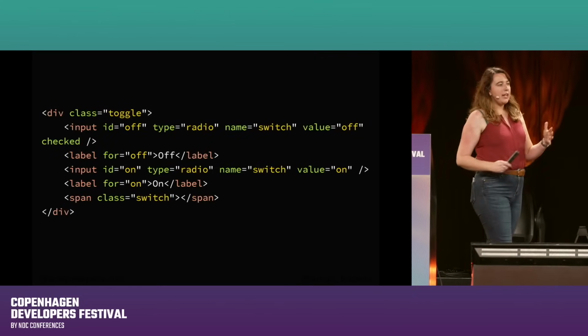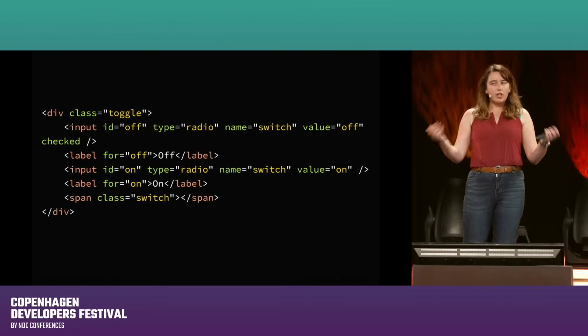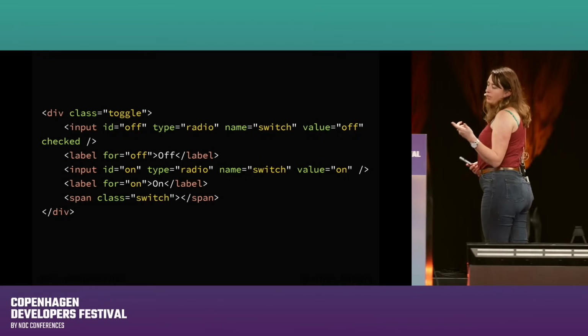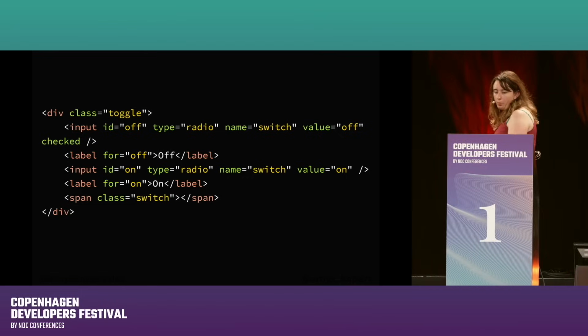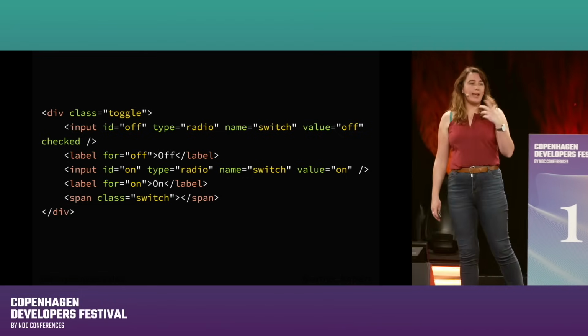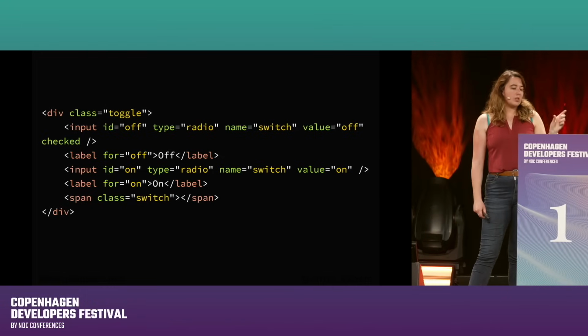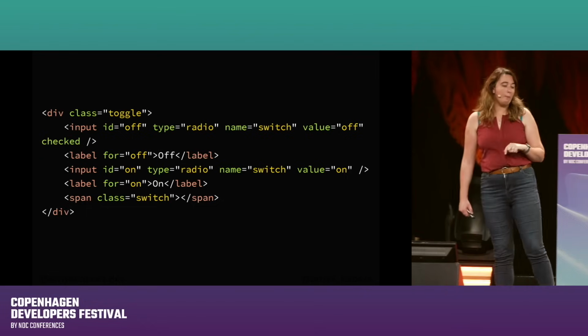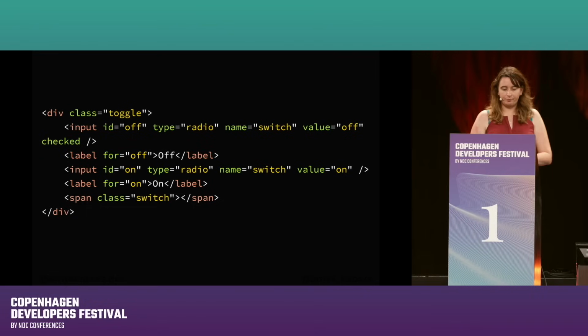This is another way we can take advantage of radio inputs to simulate a switch. So here I have a number of radio inputs. The radio inputs all have labels. And I also then have a span at the bottom, which I'm going to style to become my switch.